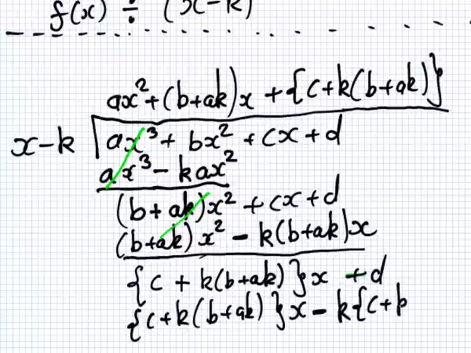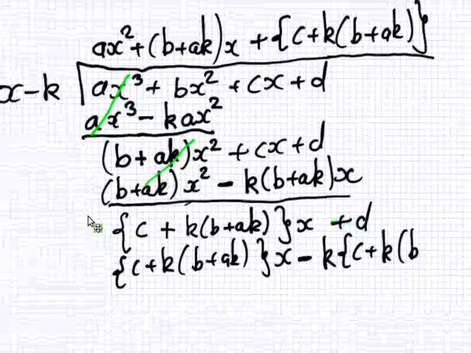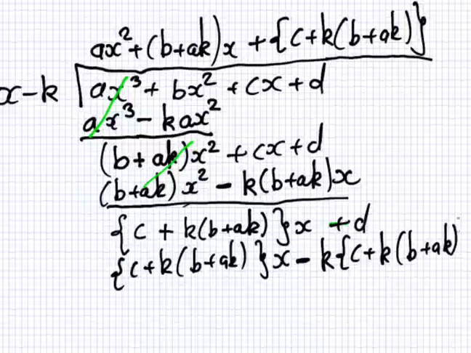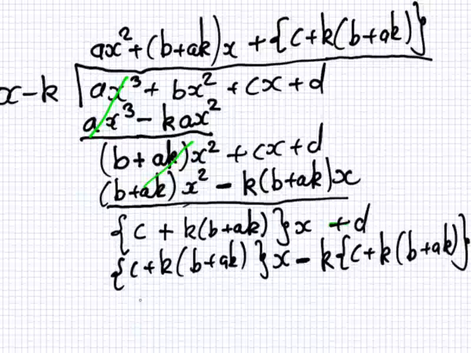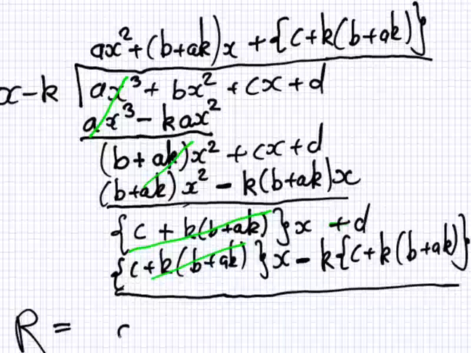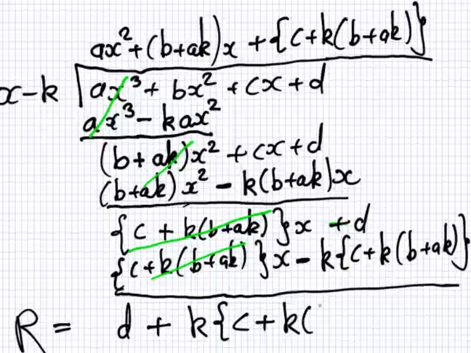So again these cancel, and what I'm left with here will be, I'll put big brackets like this, (c plus k(b plus ak)) x. So if you watch carefully, there's c here, and there's k(b plus ak) x. So in total, it's this one plus this one of x, which I write here. And then, thank you, the d comes down, plus d.